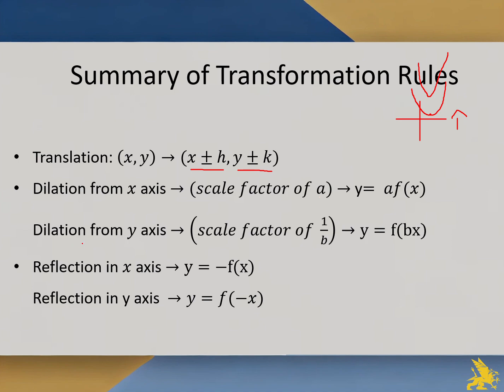Likewise, dilation from the y-axis is pushing out from the y-axis. The same thing applies, but this time because it's next to the x, it's going to be a scale factor of 1 over b. Then we've got a reflection in the x-axis, where we've got a negative on the outside, and a reflection in the y-axis, where the x value has a negative.